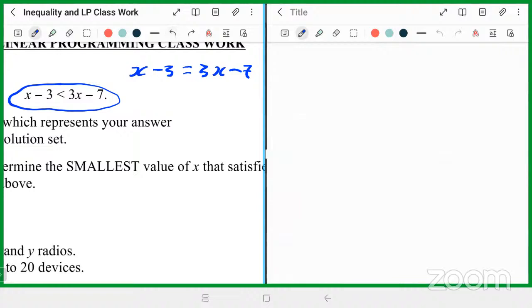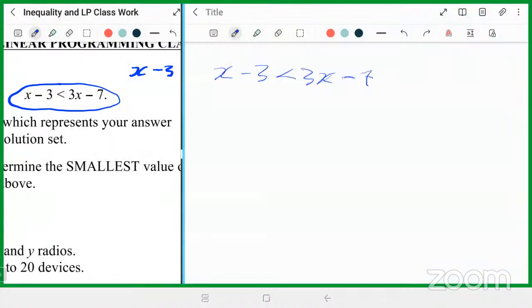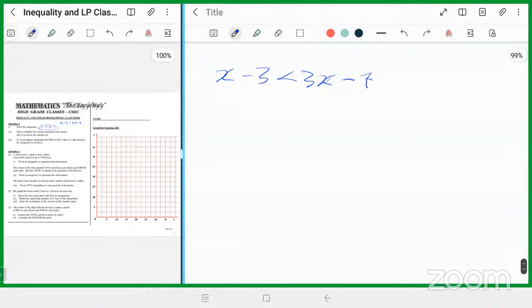All right, so let's write it out. It is x minus 3 less than 3x minus 7. I'm trying to make x a subject, so you need to group all the x terms on one side and consolidate them. I'm going to do this question two ways: one where I group the x values on the left side, and one where I group them on the right side.